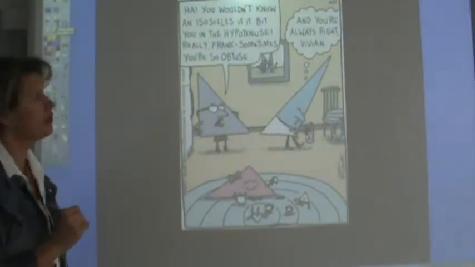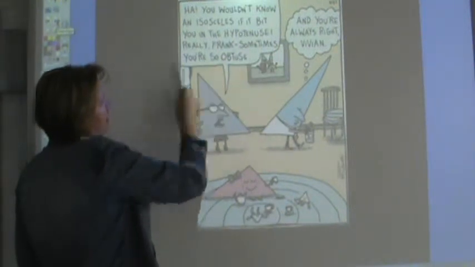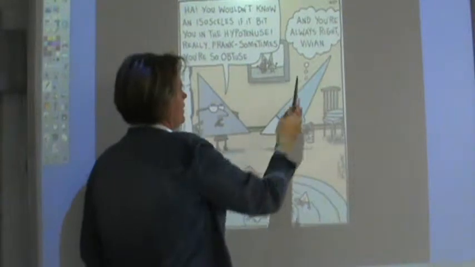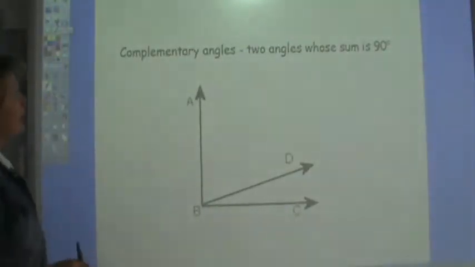I don't know if you can see this whole joke, but it says, ha, you wouldn't know an isosceles if it bit you in the hypotenuse. Really, Frank, sometimes you're so obtuse. And you're always right, Vivian. It's funny.